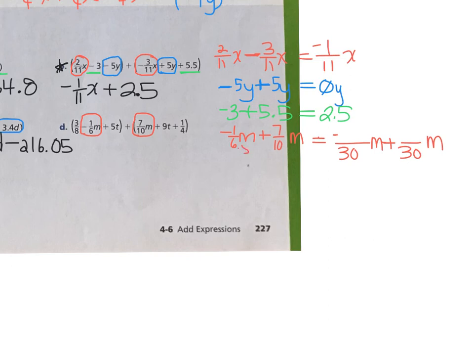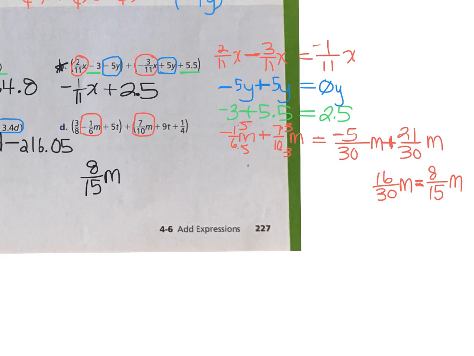So it's 6 times 5, which means I'm going to do 1 times 5, and I get negative 5. And then it's 10 times 3, so I'm going to do 7 times 3 to get that common denominator, which makes 21 over 30m. So what I'm actually adding is negative 5 plus 21, and I get 16/30 m. And then, of course, I can simplify that because 16 and 30 have a common factor. Okay, I can divide both of those by 2, and I get 8/15 m. So my m term in my answer here is going to be 8/15 m.